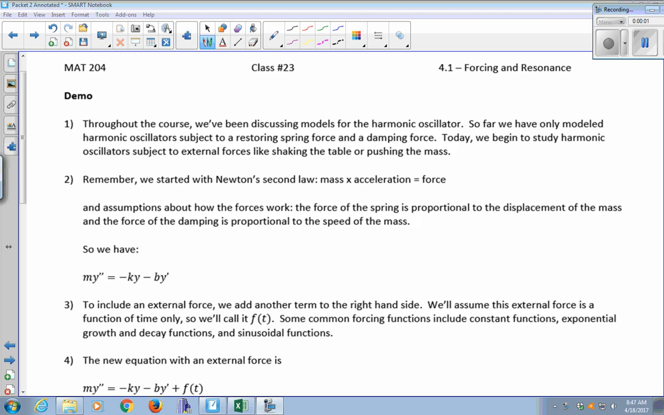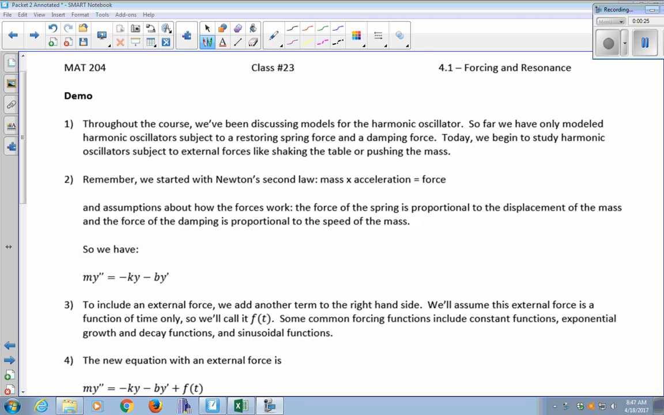So we've been talking about the harmonic oscillator off and on throughout the semester. But so far, we've only modeled harmonic oscillators subject to a restoring spring force and a damping force. But today, we're going to start studying harmonic oscillators subject to external forces, like if you're shaking the table or pushing the mass with your hand.